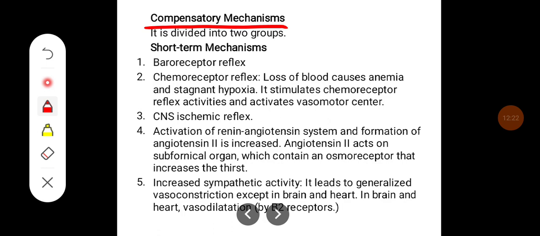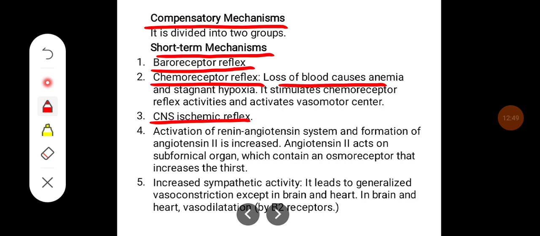Compensatory mechanisms are divided into two groups: short-term mechanisms and long-term mechanisms. In short-term mechanisms, the baroreceptor reflex, chemoreceptor reflex, and CNS ischemic response play an important role. The baroreceptor reflex we have already studied. In the chemoreceptor reflex, loss of blood causes anemia and stagnant hypoxia. It stimulates the chemoreceptor reflex activities and activates the vasomotor center.